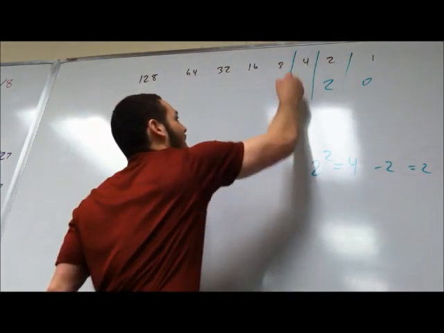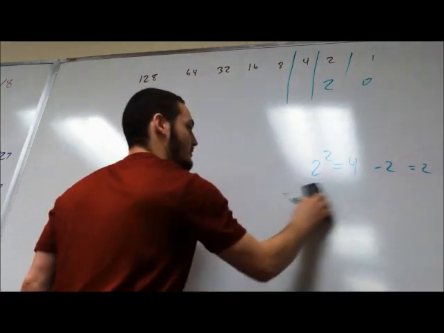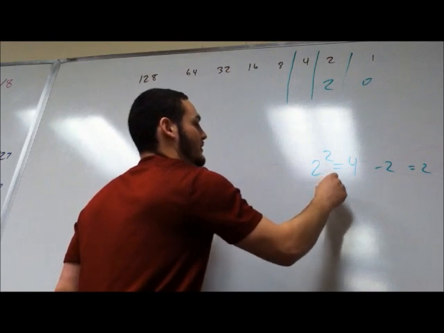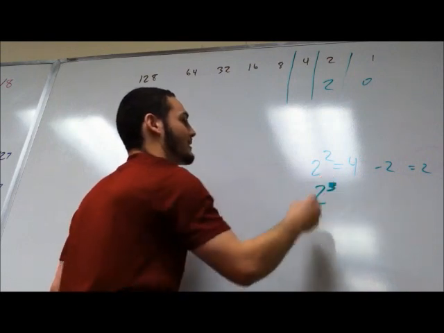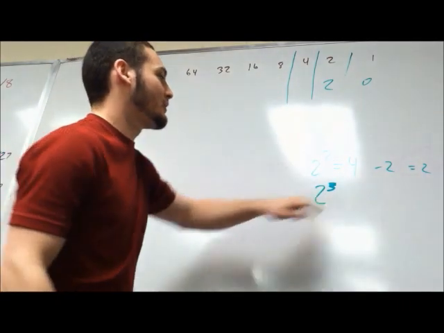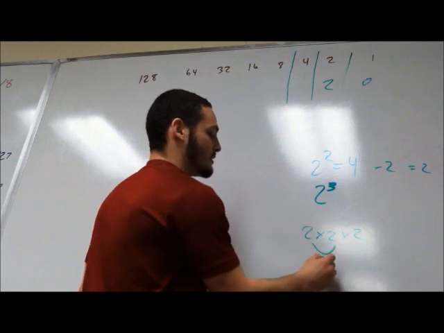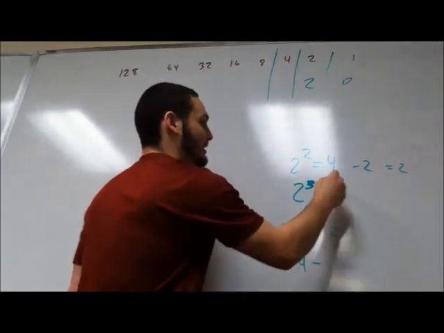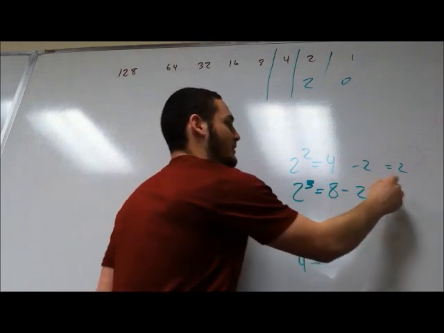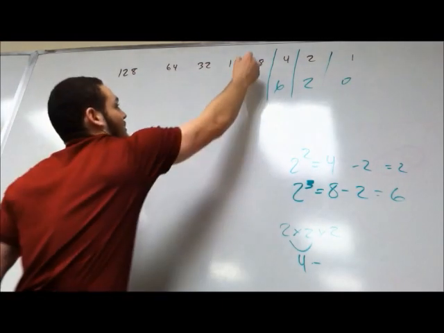So if we move over again, now we have two to the third, because we've got three bits. Two to the third is two times two times two, so four times two is eight. And then we have to subtract two to get our usable number. So we get six. Still not enough. So we move over again.